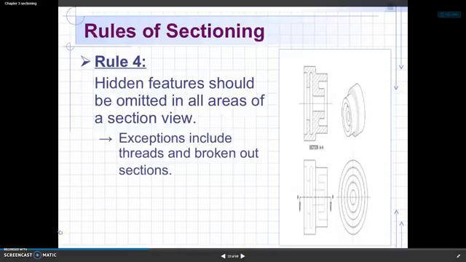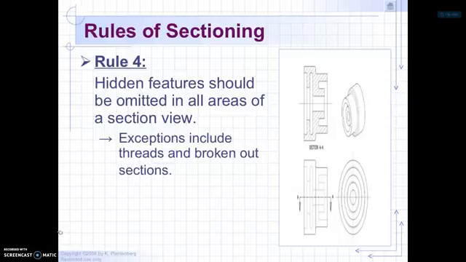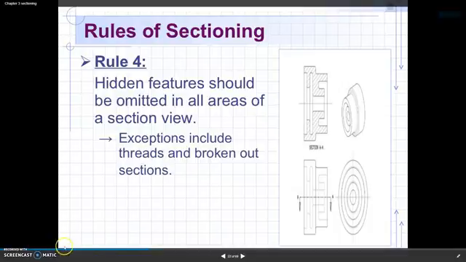Okay, and then rule 4, hidden features should be omitted. So if you can't see it, if it's behind a face that you've cut away, it should be omitted in all areas of the section view. The only exceptions are threads, and what they're talking about there is if you have a threaded section for a bolt or something like that, and broken out sections, pieces that have been broken out of the part.